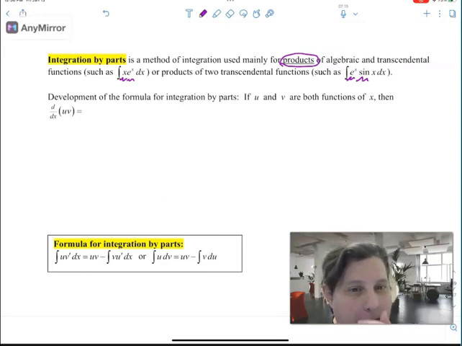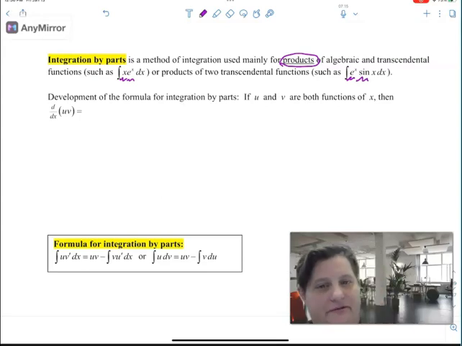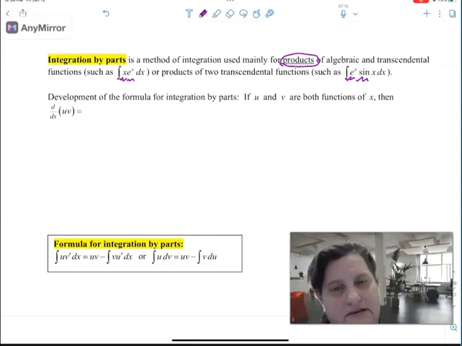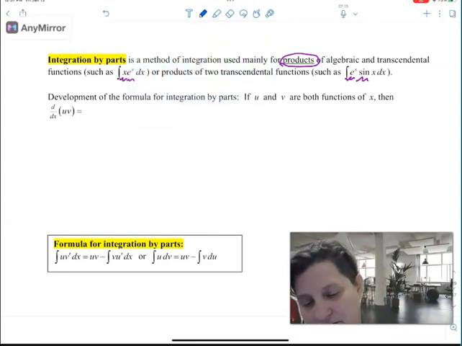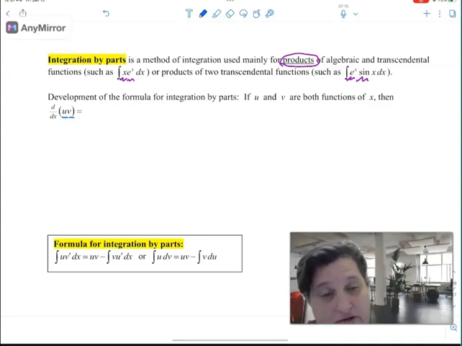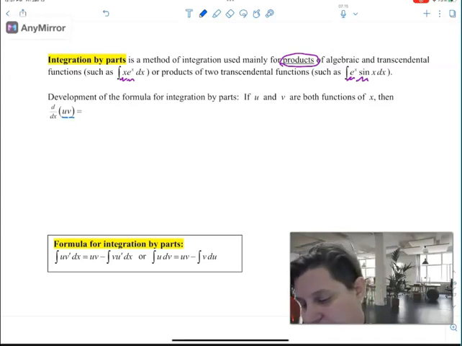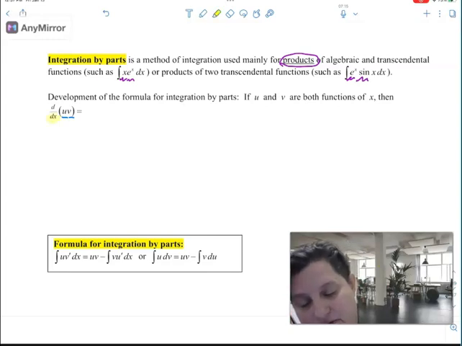Okay. All right. So the first thing is, where the heck does this formula come from? Let me go ahead and show this to you. Okay. The derivative of uv. So this is a product rule, right? So the derivative of uv is going to be, and by the way, we're taking the derivative with respect to x, which is also implicit.